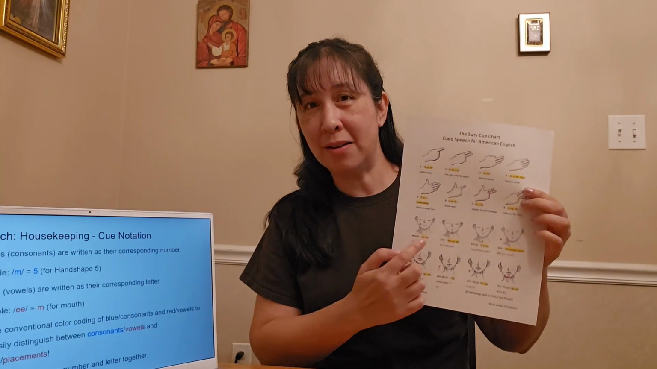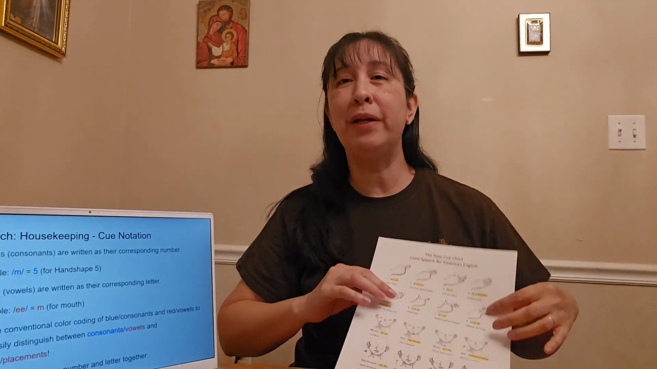Pretty simple, right? For placements, which are the vowel sounds down here, they will be written as the first letter of that placement's name. So for example, the mouth placement, which is here at the corner of your mouth, will be written as the letter M. So if you see the cue notation 5M, it literally just means hand shape 5 at the mouth.